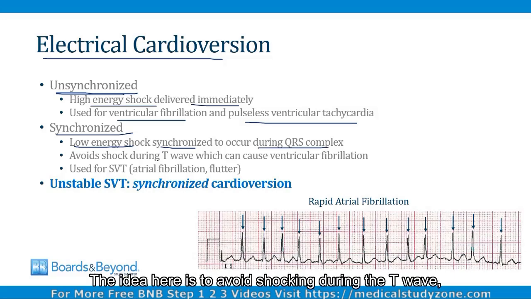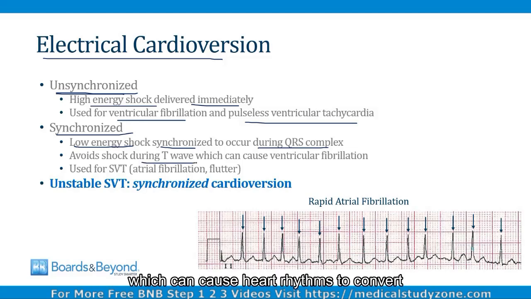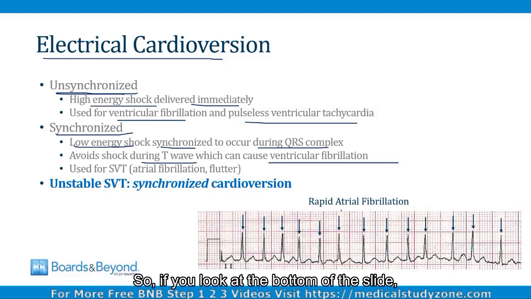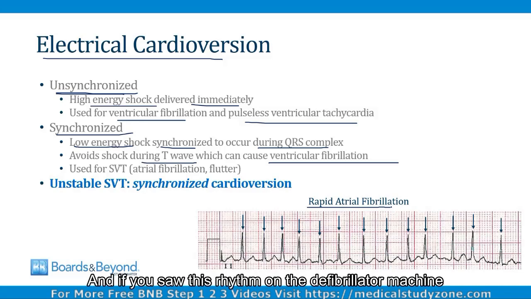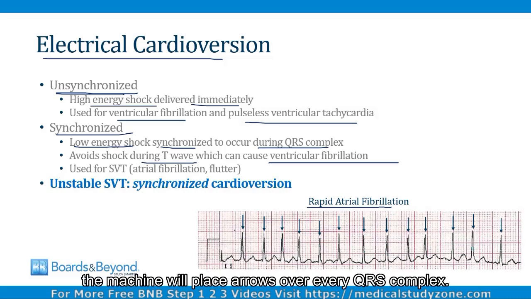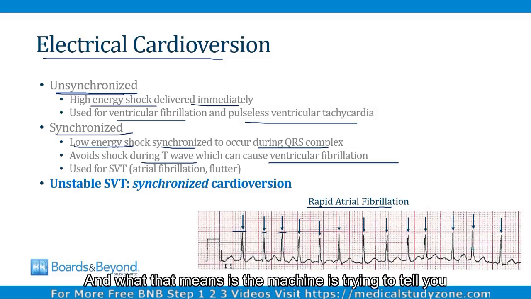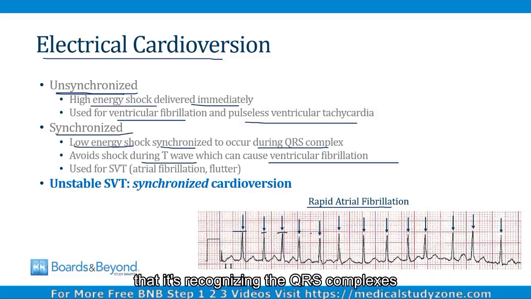The idea here is to avoid shocking during the T wave, which can cause heart rhythms to convert to ventricular fibrillation. So if you look at the bottom of the slide, this is a rhythm strip with rapid atrial fibrillation. And if you saw this rhythm on the defibrillator machine and you press the sync button, the machine will place arrows over every QRS complex. And what that means is the machine is trying to tell you that it's recognizing the QRS complexes, and when you press the button, it's going to wait for the next QRS complex to deliver the shock, and then it will deliver that low energy shock.